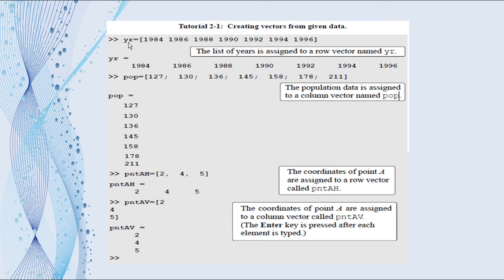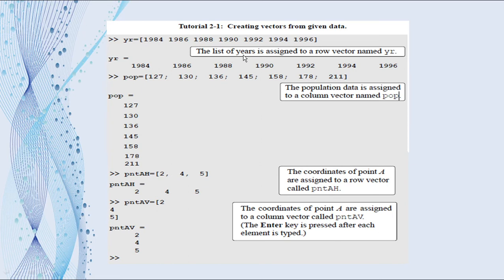YR is a variable name. In order to represent year, if you want to type YEAR, that can also be considered a variable. So here YR is taken as a variable, equal to left square bracket. You enter the number 1984, space, 1986, space, 1988, space, 1990, and so on up to 1996. All these numbers are separated by a space. That's what they have given.